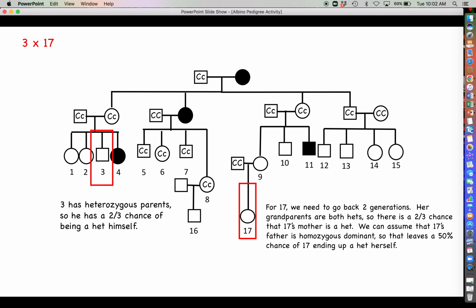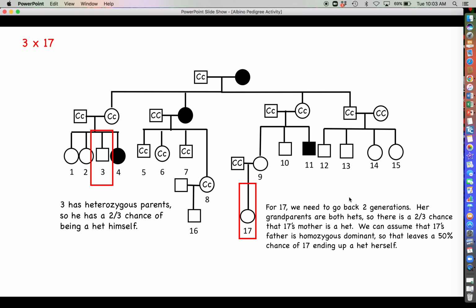17 is a lot more challenging because we do not know the genotype of 17's mother. We know the genotype of 17's father, but not of 17's mother. So in order to help us determine the genotype of 17's mother, we are going to need to calculate the probability separately that 17's mother is heterozygous too. So there are actually going to be 4 probabilities that we have to calculate here and multiply together. We have to calculate the probability that 3 is a heterozygote, that 9 is a heterozygote, that 17 is a heterozygote, and then if 17 and 3 are heterozygotes, the 1 in 4 chance that they would have an albino child.